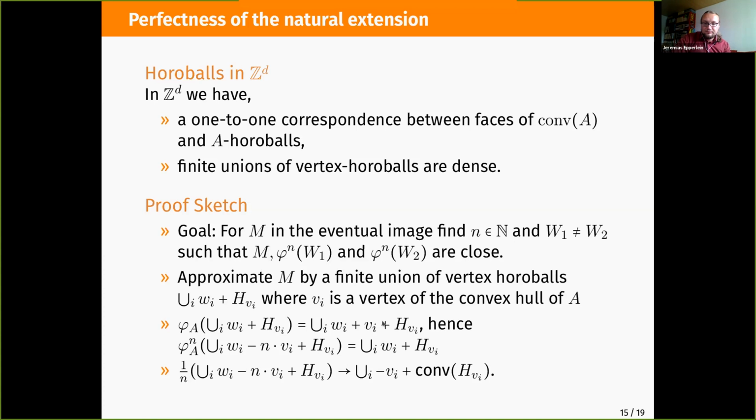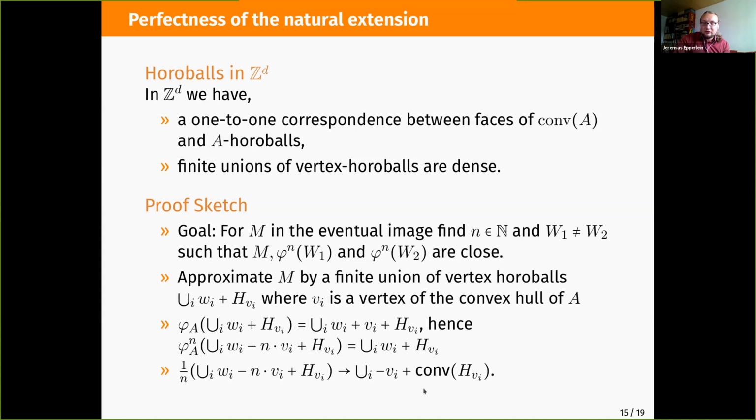So we want to go to the past. So what we do is we subtract this vector n times. And now we can check if we apply our dynamics n times, we end up precisely with our approximation of M. Now, what does this set look like? To understand this, we scale it by 1 divided by n. So this means if we take the limit, these wi, the original translations, disappear. The n's here cancel out, so we end up with minus vi here. And the horoballs, if we scale them down, they actually converge to their convex hull.